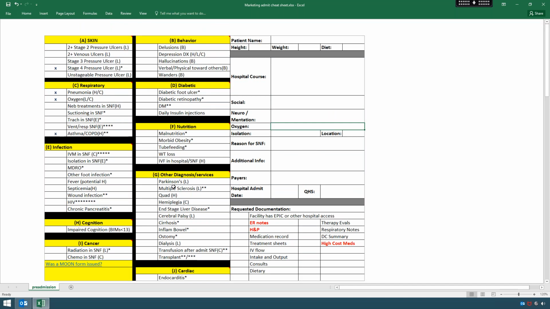One other aspect of this tool is the Moon form. So a lot of folks weren't familiar with what the Moon form is and what it meant for us. And you probably wouldn't become familiar with it until you've experienced the fact that a person had an observation stay that you didn't recognize and you thought they had a qualifying hospital stay. We billed Medicare and it was declined.